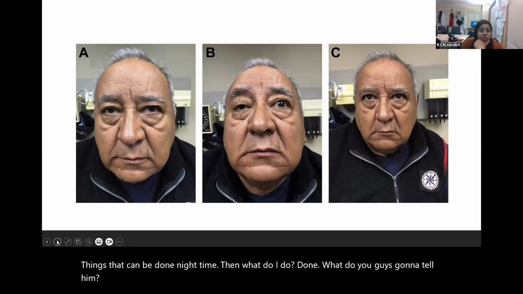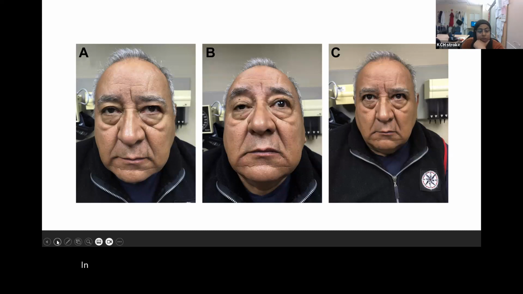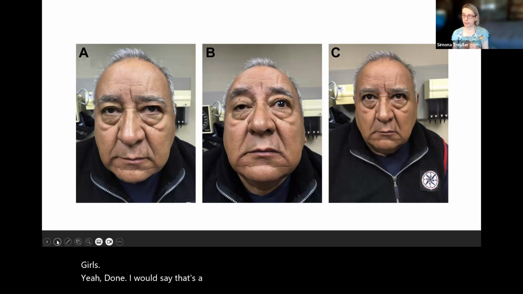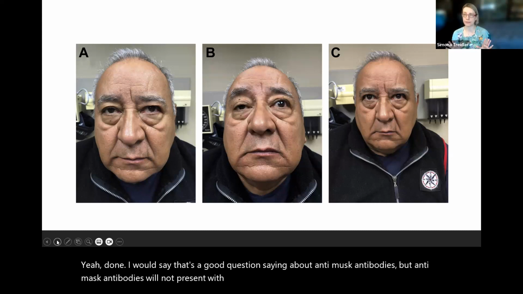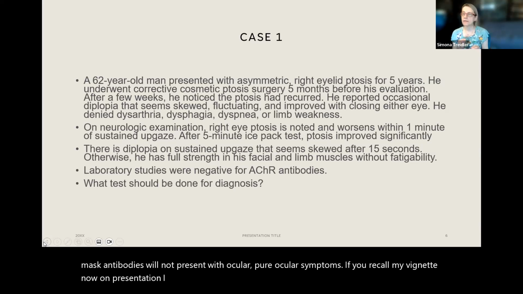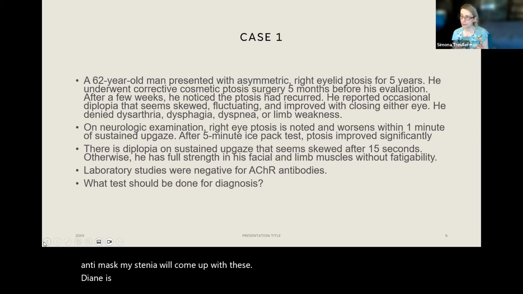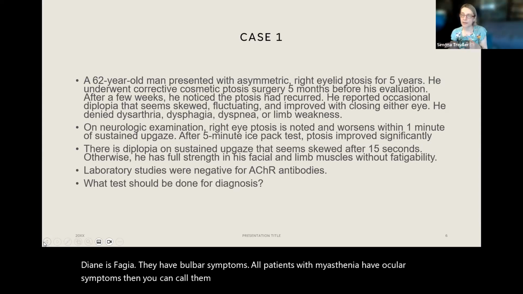So should we also check anti-MuSK antibodies? And we can send him for EMG and check for single fiber as the most sensitive. Yes, that's a good question, but anti-MuSK antibodies will not present with pure ocular symptoms. If you recall my vignette, on presentation I clearly said he denied dysarthria and dysphagia. Very commonly, anti-MuSK myasthenia will come up with dysarthria and dysphagia. They have bulbar symptoms. All patients with myasthenia have ocular symptoms, then you can call them ocular bulbar, but MuSK antibodies will have more bulbar symptoms.